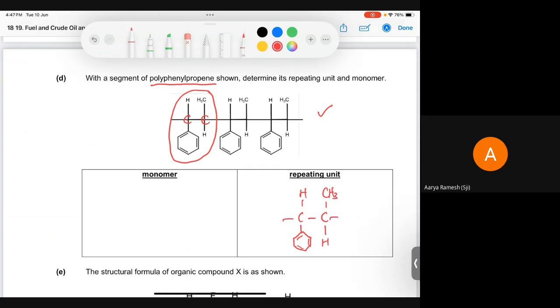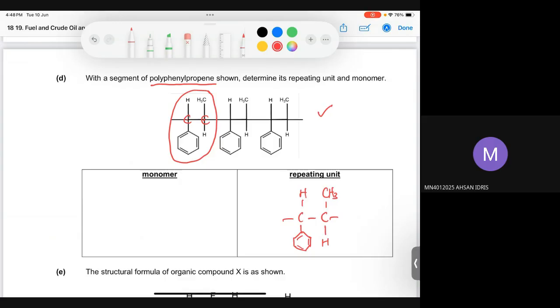So this is good. So you realize it's like doing tessellation. It's really trying to find out what's the pattern, the repeating pattern behind this whole molecule. Next, Asan, tell me, what do you think is the monomer? It is based on the repeating unit. It's like the same thing, but with the C double bond.